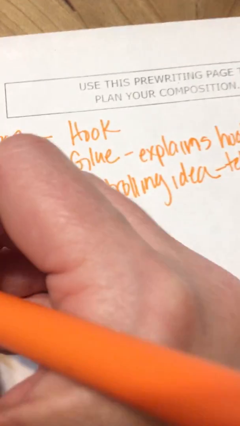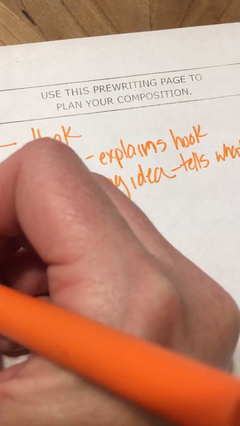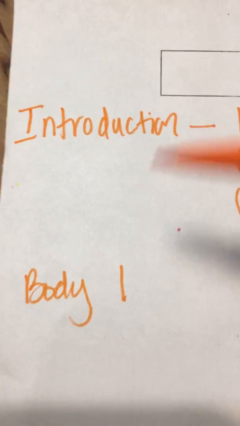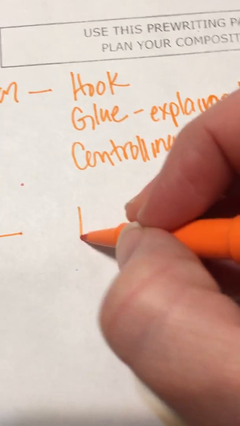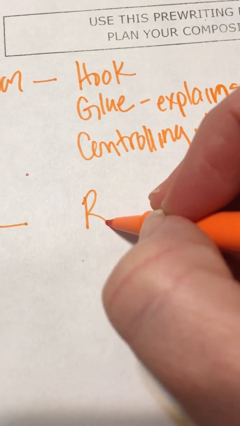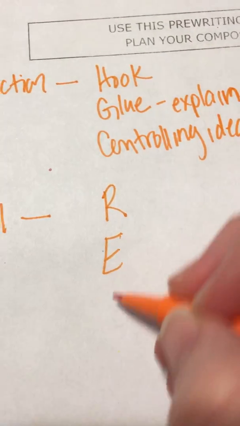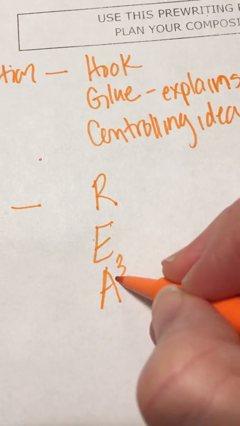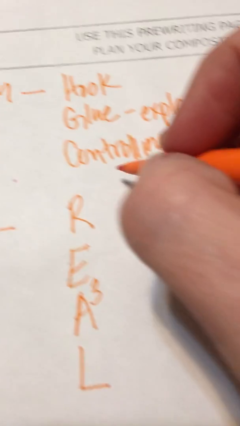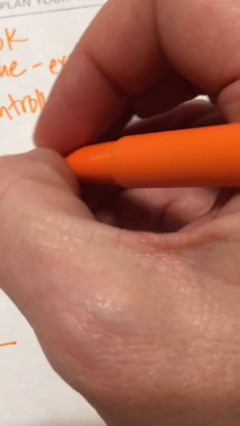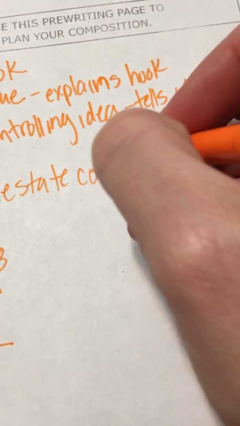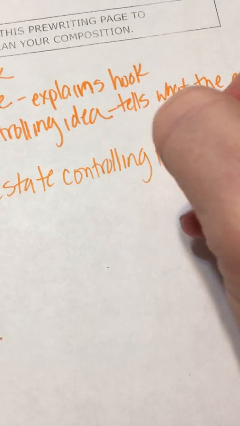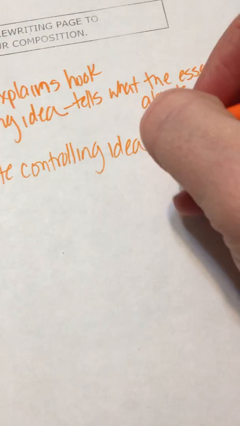Now next, my body paragraph 1. Now each time my introduction I'm going to indent. My body paragraph 1 I'm going to indent. And this is going to be a real paragraph. Okay, so for my R, I'm going to restate my controlling idea with reason number 1.